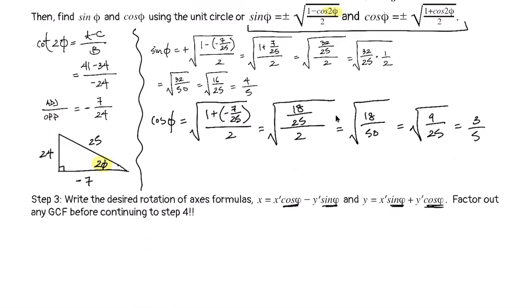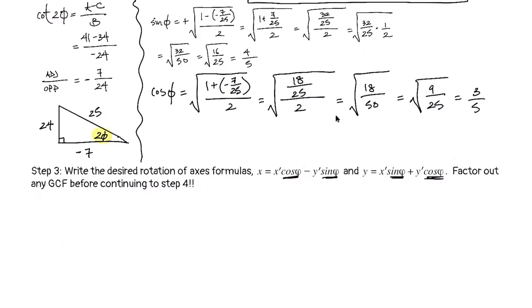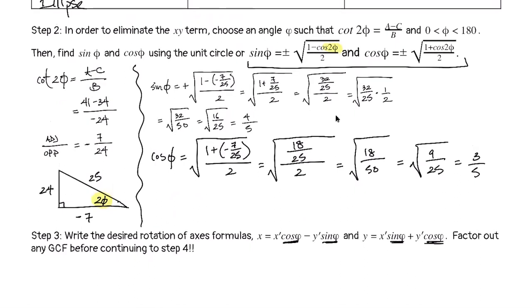Okay. I have a question. Yes, what's up? About sine, to calculate sine, how do we know the positive square root? Oh, okay. So if my double angle is in quadrant 2, that means that angle is no bigger than 180. So if I take half of that angle, it has to be between 0 and 90. So that's why my sine and my cosine are going to be positive, because phi is in the first quadrant.